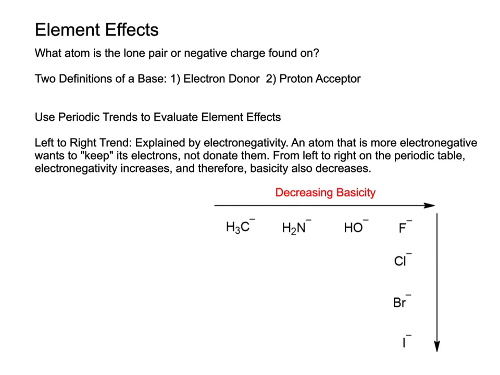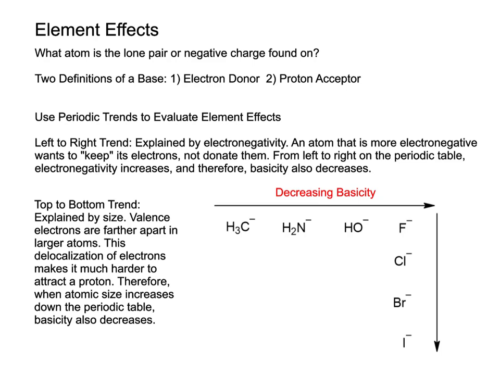Now we can talk about the top to bottom trend. This trend is explained by size. Valence electrons are farther apart in larger atoms. This delocalization of electrons makes it much harder to attract a proton. Therefore, when atomic size increases down the periodic table, basicity also must decrease.